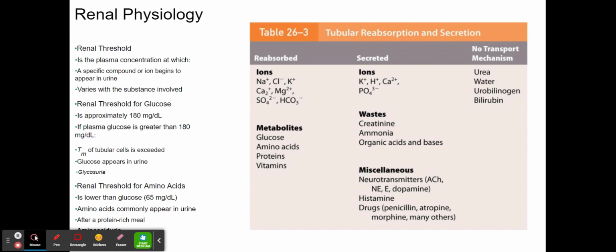Cells of the renal tubule ignore a number of other substances in the tubular fluid. As water and other substances are removed, the concentrations of ignored materials in the tubular fluid gradually rise. Table 26-3 that you see here lists some substances that are actively reabsorbed or secreted by the renal tubules, as well as several that are not transported at all.